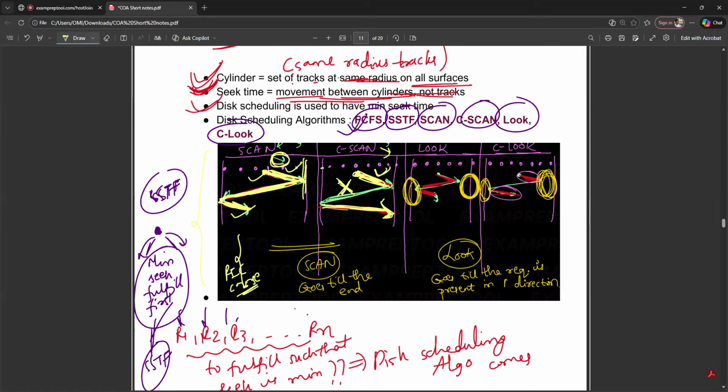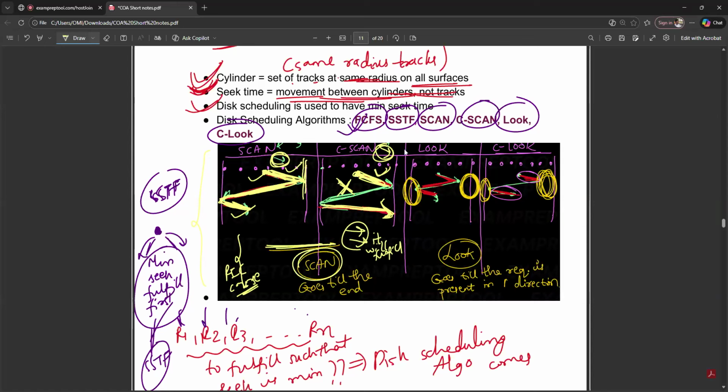Got it. So here in both, you have to choose the direction. See, here you have chosen the direction, so in this direction only it will fulfill. See this scan, both the scans go till the end, right? It goes till the end.